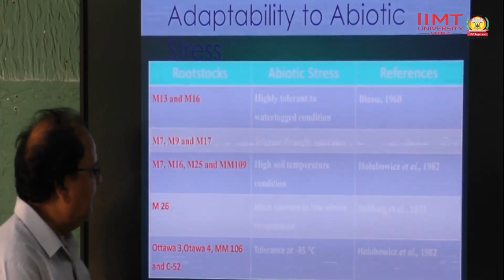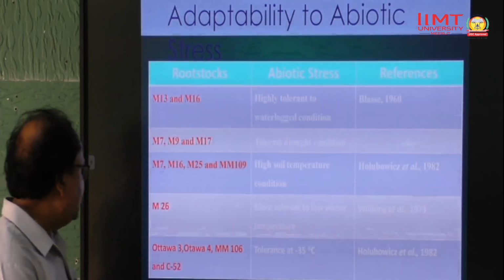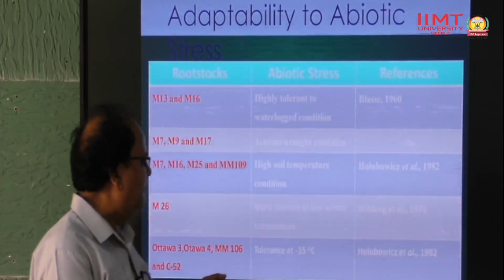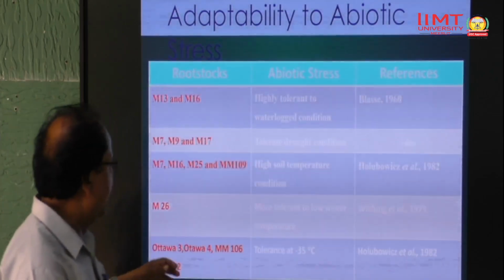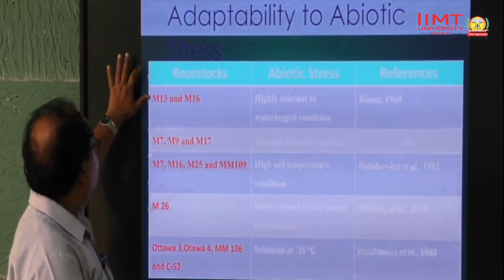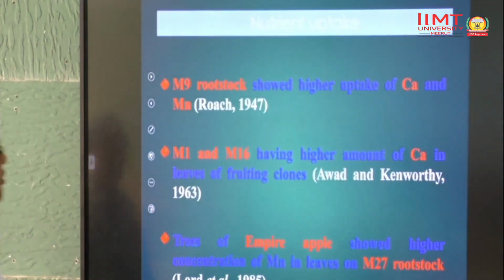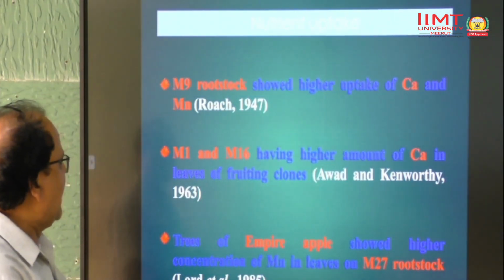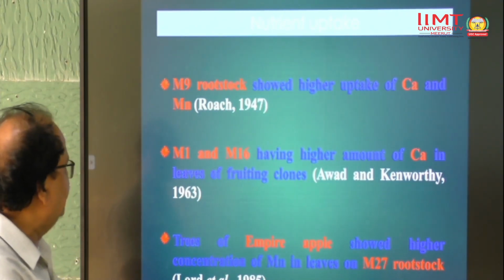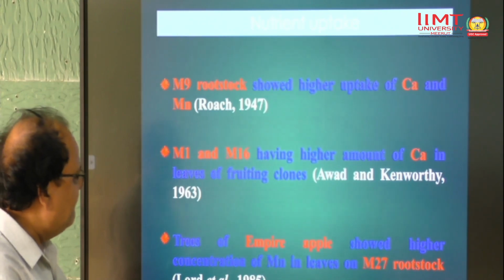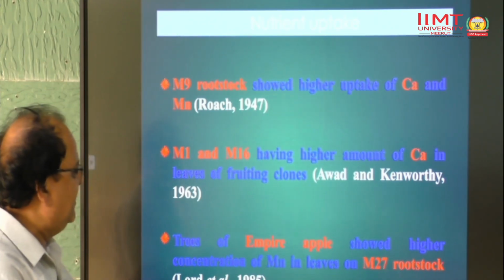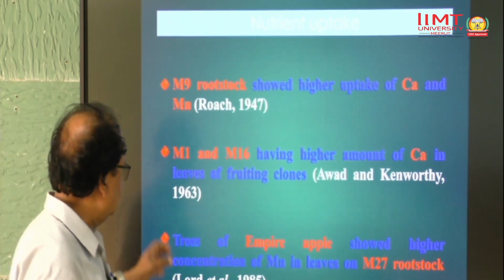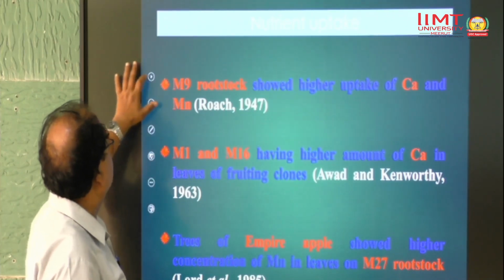M26 is more tolerant to low winter temperature. Ottawa 3, Ottawa 4, MM106 and C52 tolerate temperatures of 35 degrees centigrade. For any high temperature, use these rootstocks. M9 rootstock showed higher uptake of calcium and magnesium. M1 and M16 had a higher amount of calcium in the leaves of fruiting clones, and trees of Empire apple showed a higher concentration of manganese in the leaves on M27 rootstock. These are some characteristics that come from using different rootstocks.